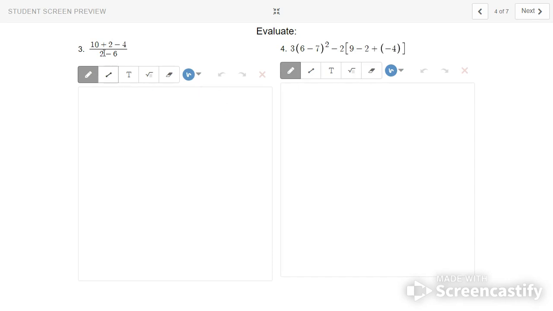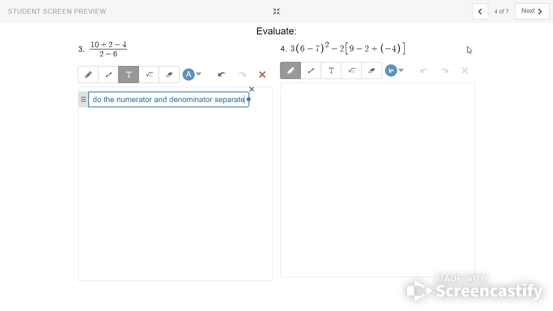Let's do a few more examples. Now, if I'm ever given a fraction, we need to do the numerator and the denominator separately. Then we're going to combine it only after we've simplified the numerator and the denominator.